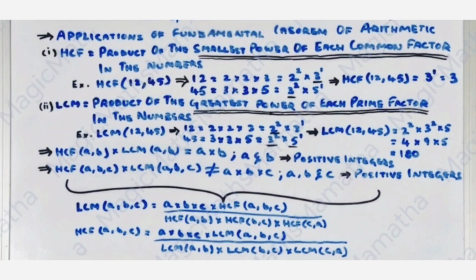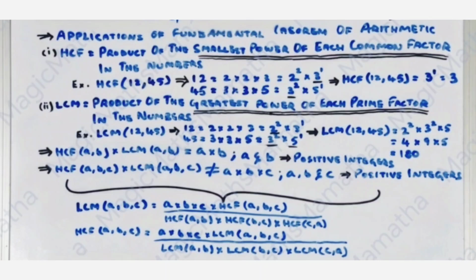If we have to find the HCF of the numbers 12 and 45, firstly, we should express them as the product of the prime factors. For example, 12 can be written as 2 into 2 into 3, which is also equal to 2 raised to the power 2 times 3 raised to the power 1. And next we have the number 45. The 45 can be expressed as the product of prime factors, which is 3 into 3 into 5. So 3 into 3 into 5 can be further expressed as 3 square into 5 to the power of 1.